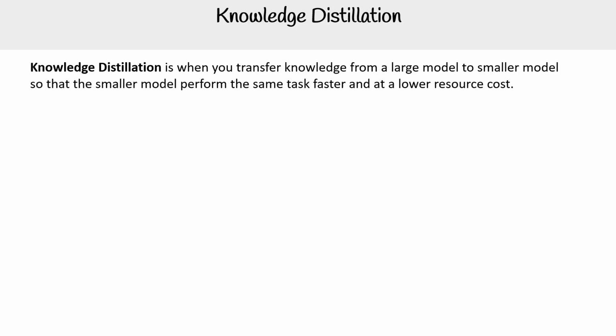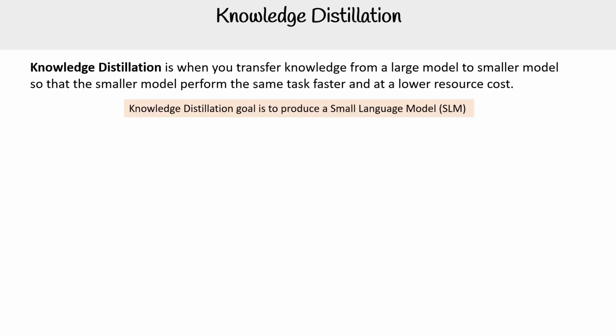Let's take a look at knowledge distillation. And the reason I want to talk about this is because you'll come across models that are called distilled models. And that implies that they've gone through this knowledge distillation process. So this is when you transfer knowledge from a large model to a smaller model so that the smaller model performs the same task faster and at a lower resource cost.